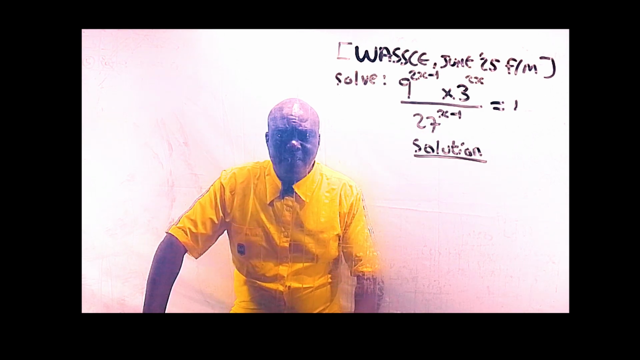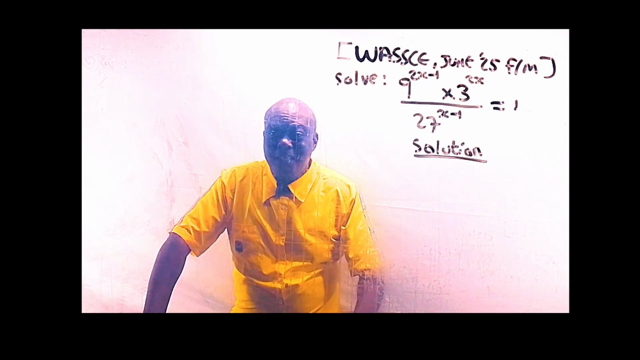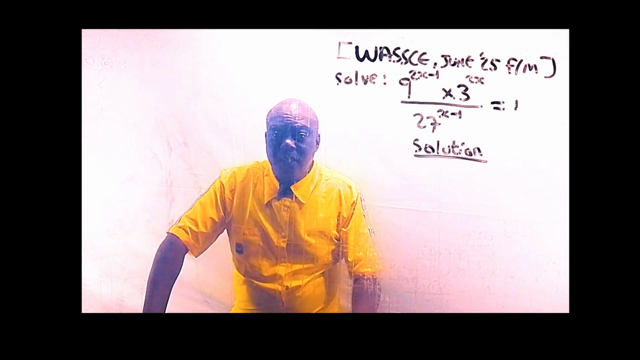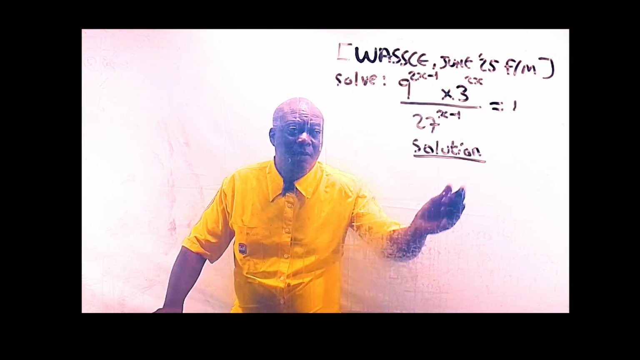Let's solve for x here. Before you solve, you observe the equation critically. 9, 3, 27. They have something in common. That is, they can all be broken to the base of 3, even 1.